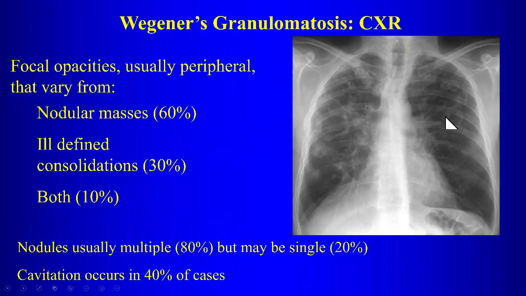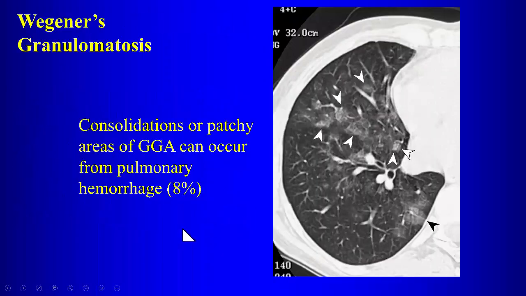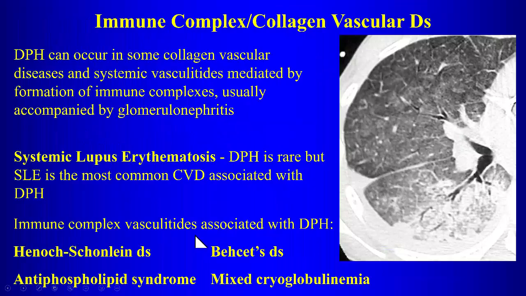So these patients can have opacities. We discussed this when we talked about cavitary lesions. They can have nodules and cavitary lesions with Wegener's granulomatosis. They can also have renal issues. And they can also develop pulmonary hemorrhage. So areas of ground glass opacity in these patients may represent pulmonary hemorrhage.